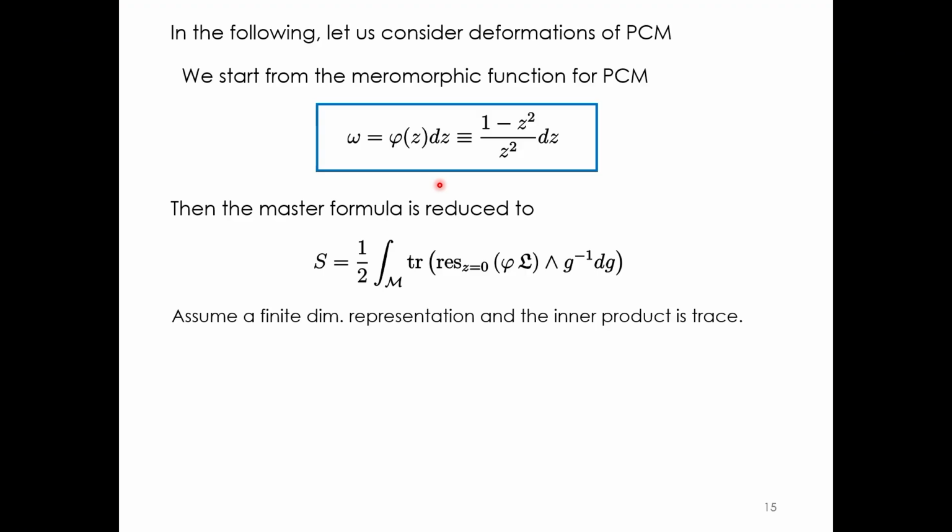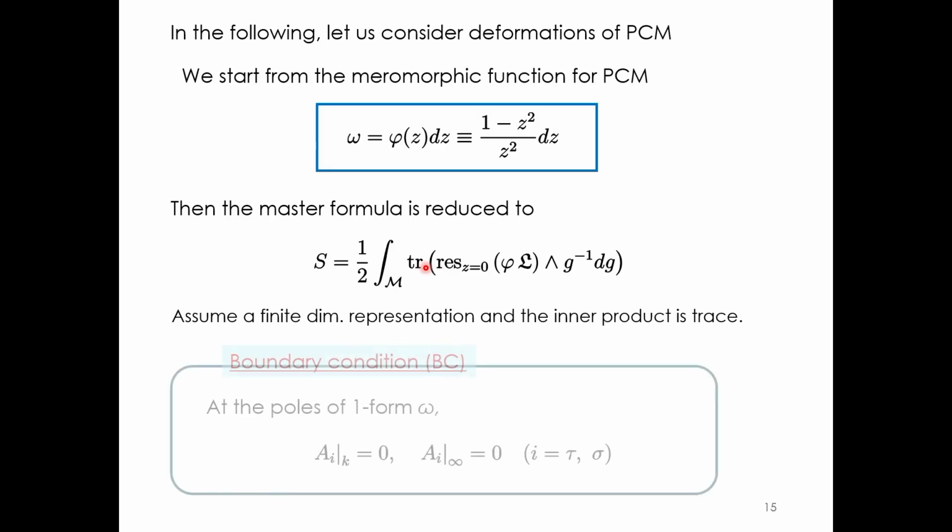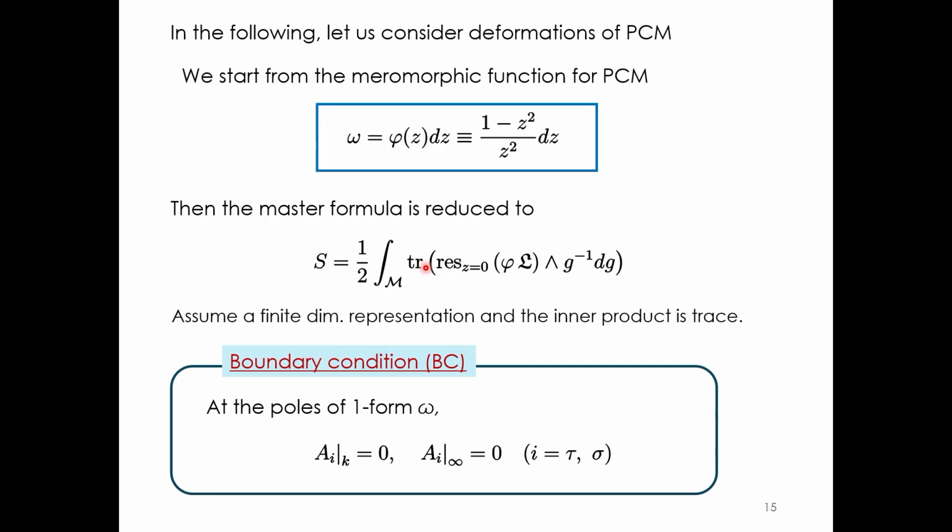So then, by using these expressions, the master formula is reduced to like this. Because now small k equals 0, the Wess-Zumino term does not appear. So only the kinetic term appears. So then, in the following, we assume finite dimensional matrix representations. So the inner bracket is simply replaced by trace. So then the boundary condition is also the same. This is exactly the same as the previous one. We will not change the boundary condition.